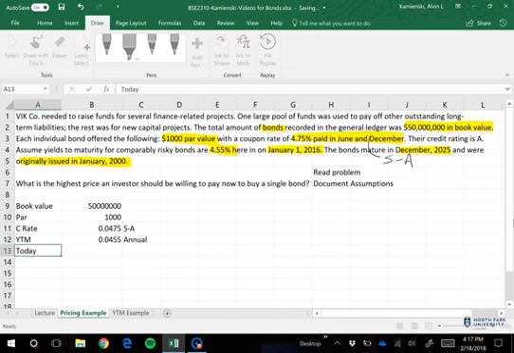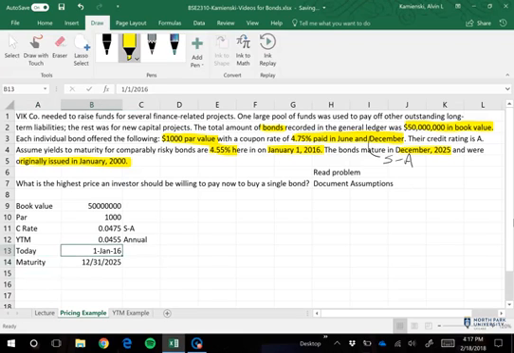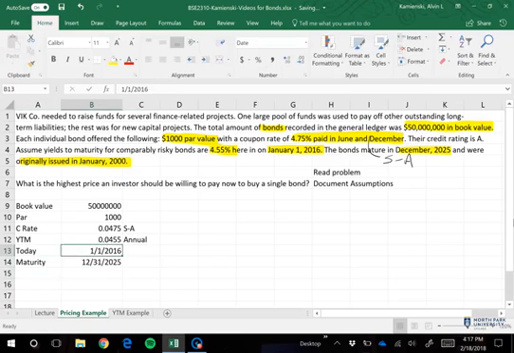So here we are, and today is January 1st of 2016. The bonds look like they have a maturity that will be on 12/31 of 2025. Let's make these formats the same. And then it looks like they were originally issued in 2000.